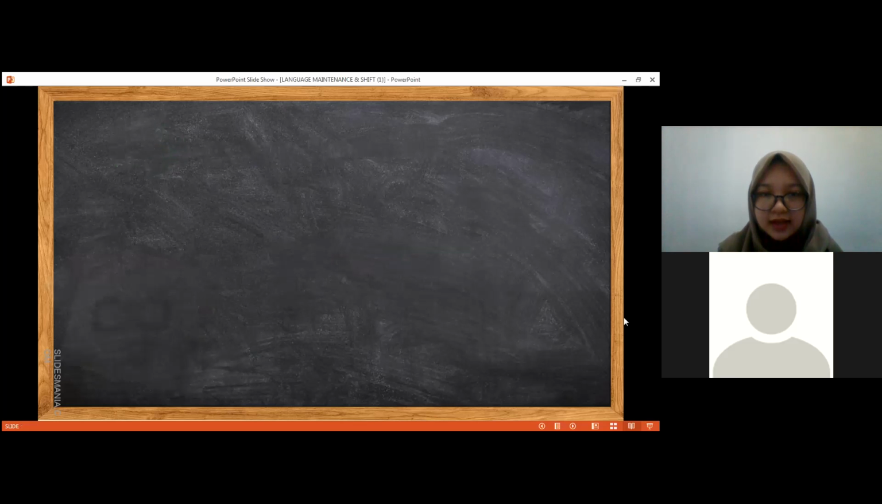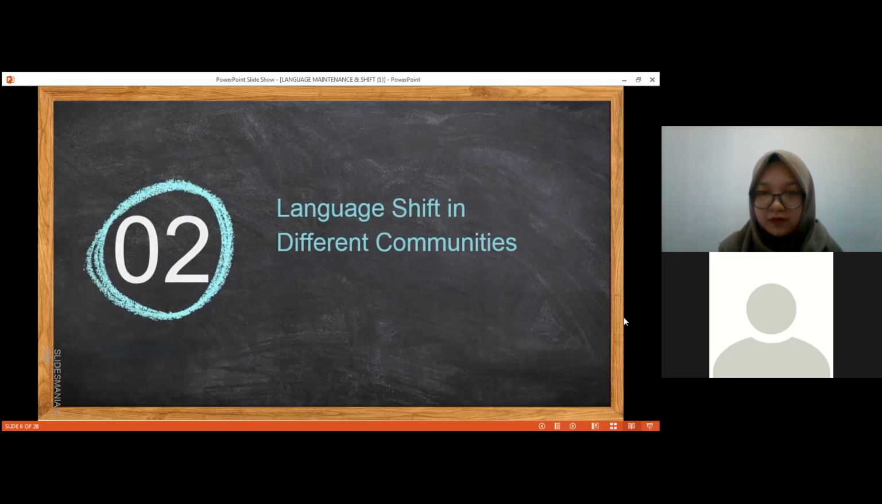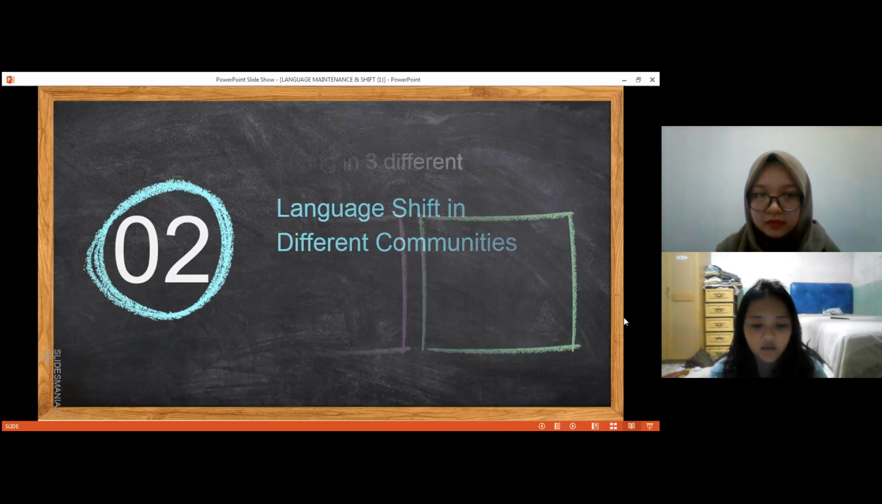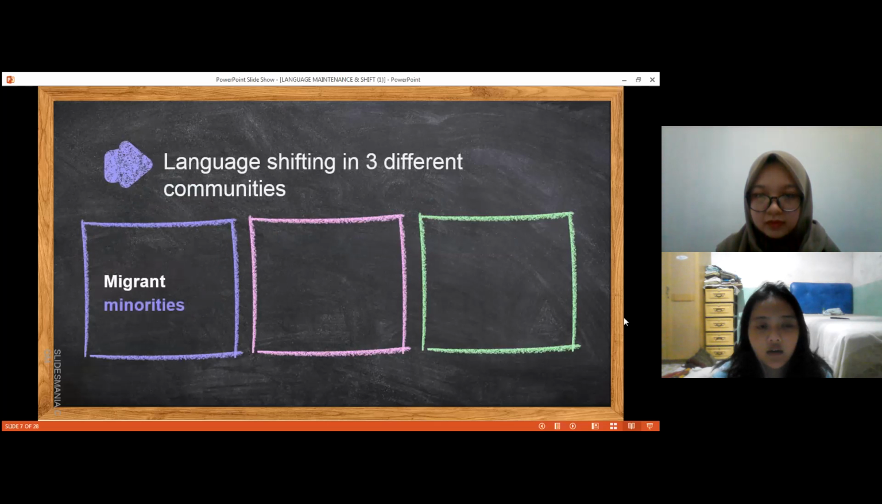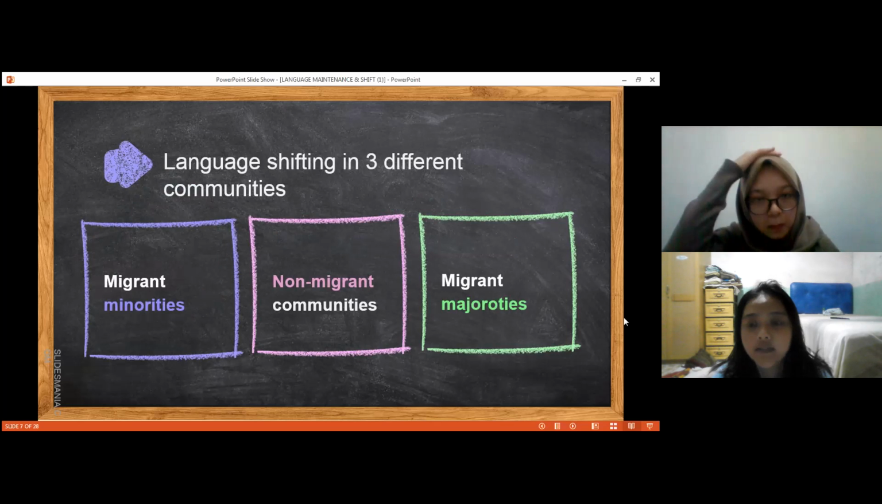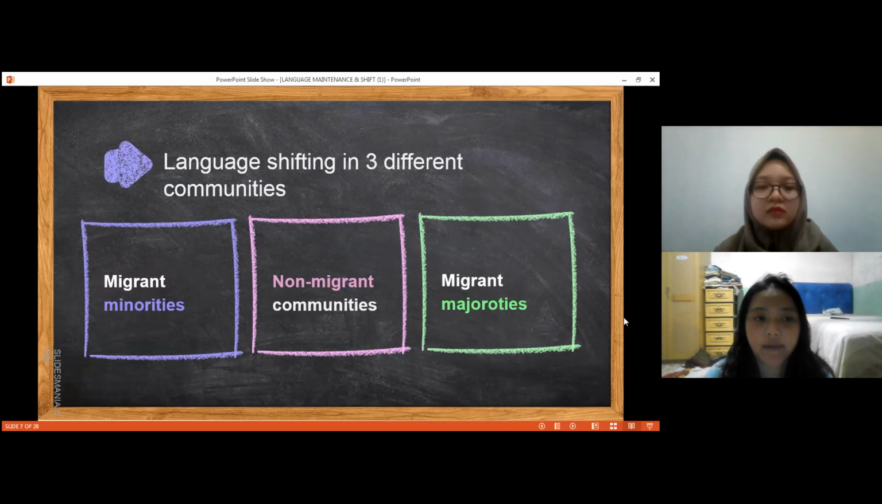Okay, next will be explained by my friend Anindya. I will be explaining about language shift in different communities. Next slide, please. There are three different communities in language shifting. The first one is migrant minorities. Second one is non-migrant communities. Third one is migrant majorities.